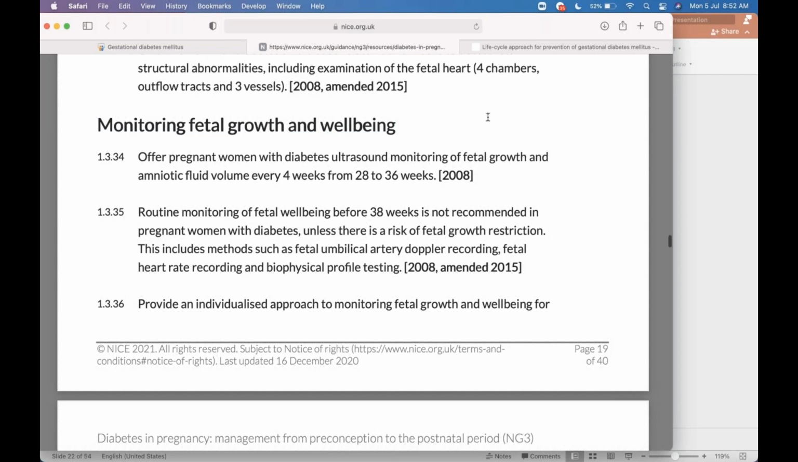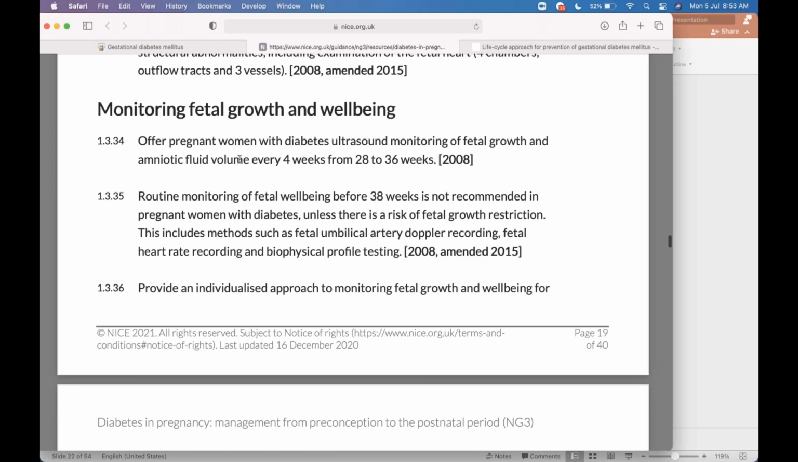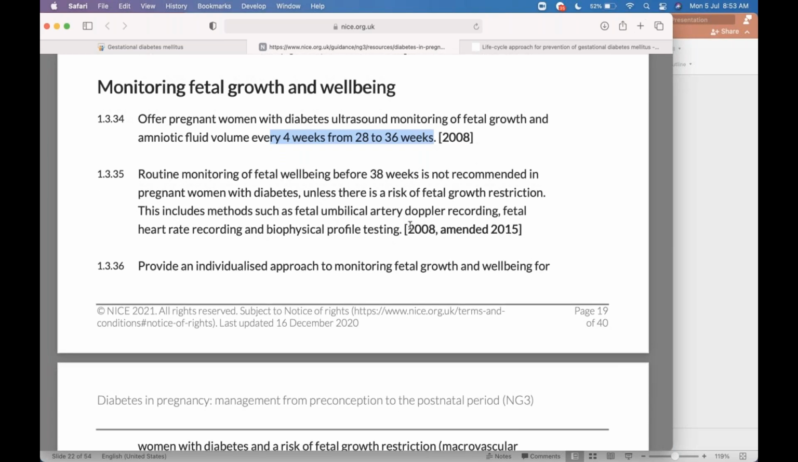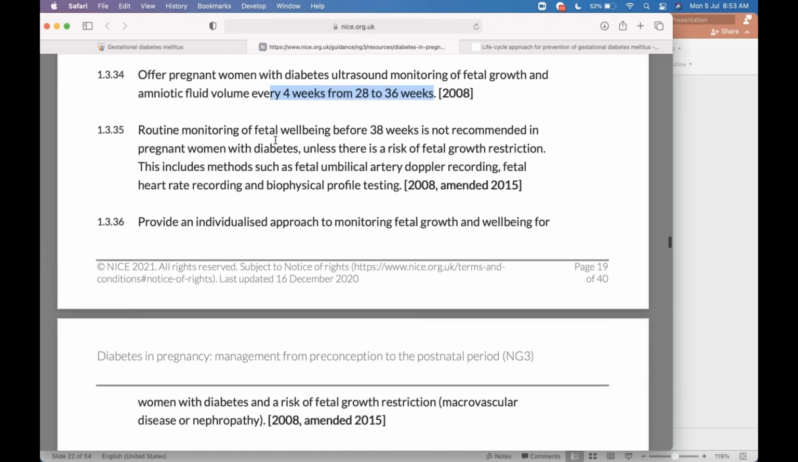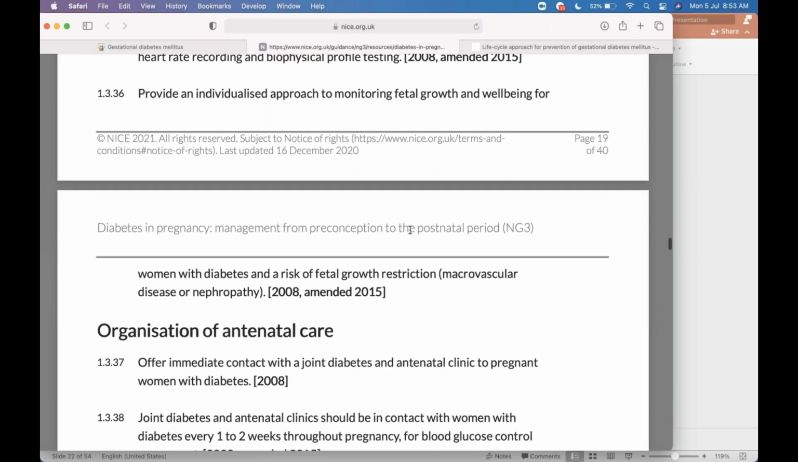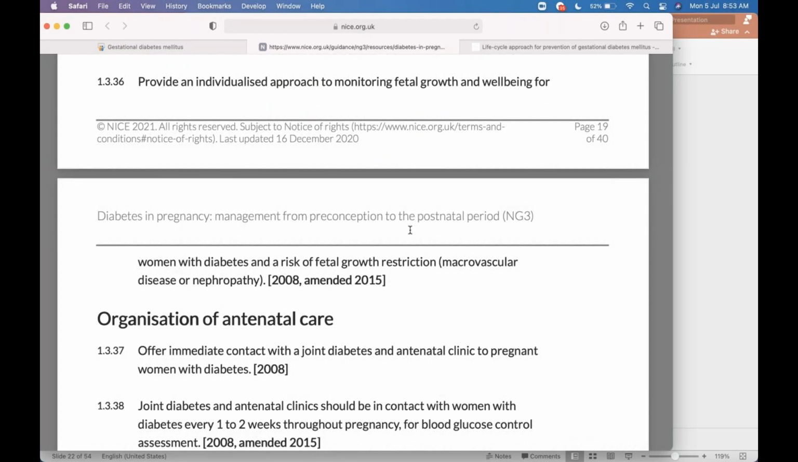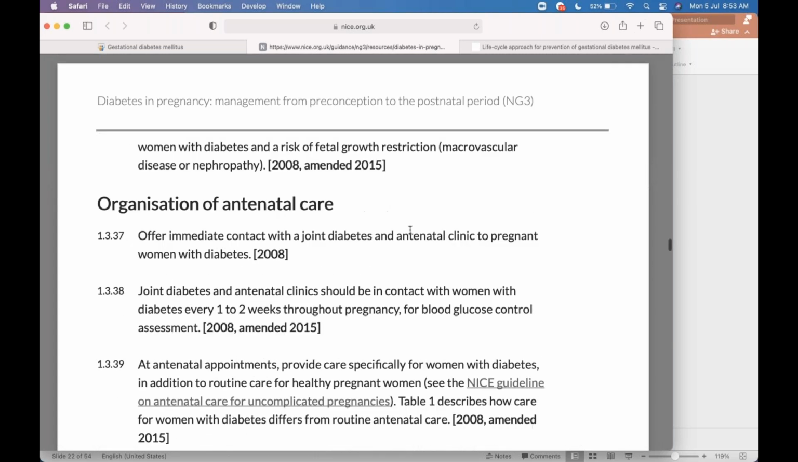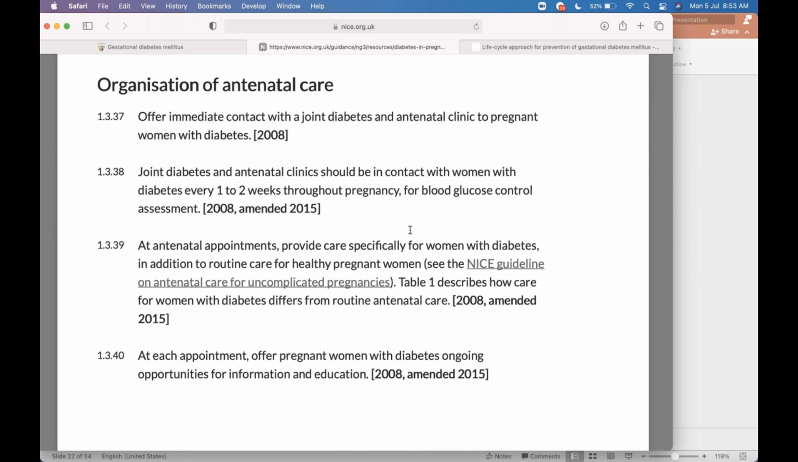Now we come to the fetus. Offer the pregnant woman with diabetes an ultrasound every 4 weeks from 28 to 36 weeks. So basically we will be doing 2 or 3 ultrasounds, and we'll be monitoring the fetal growth. We have to see whether the baby is not growing too much, that macrosomia is not there. We need to monitor that. Routine monitoring of fetal well-being before 38 weeks is not recommended in pregnant women with diabetes unless there is risk of IUGR. IUGR happens usually in patients with type 1 diabetes, pre-existing diabetes, who have vasculopathy. Otherwise, GDM does not really have IUGR. GDM more often has macrosomia.